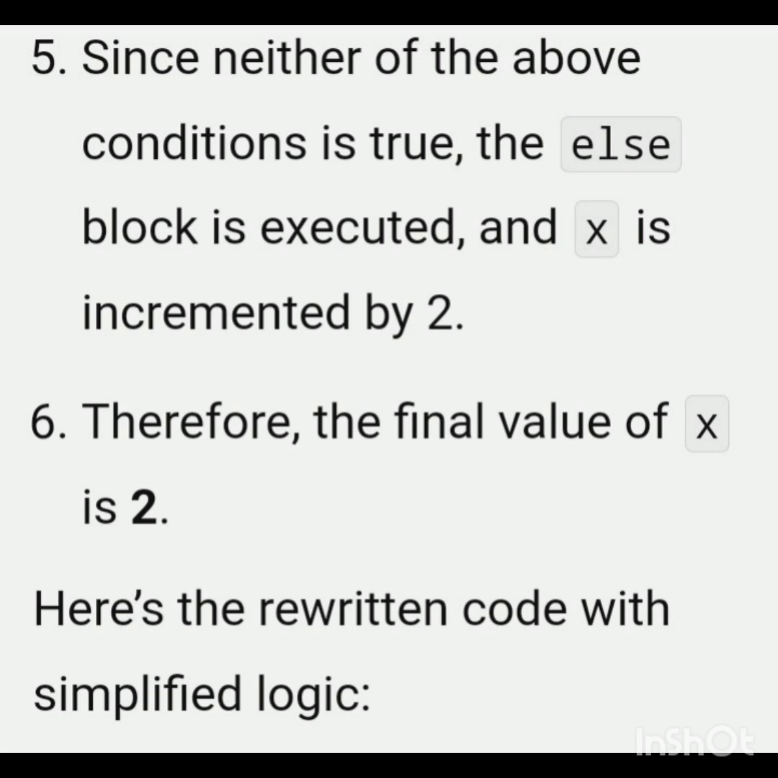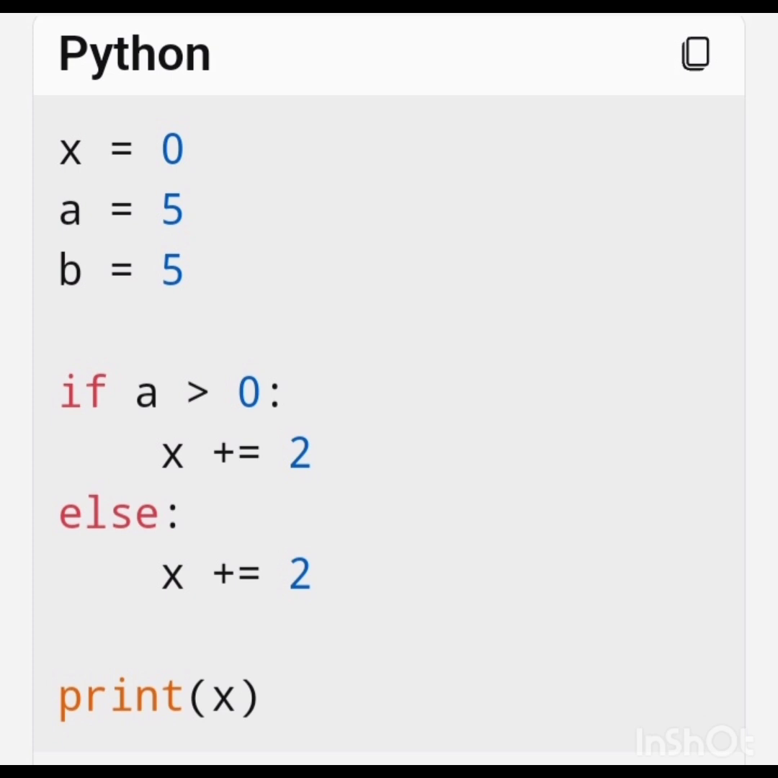So then the else if condition checks if a is greater than 5, which is also false, because we have a equal 5, b equal 5, and x is 0, since a is equal to 5 here. Since neither of the above conditions is true, the else block is executed, and x is incremented by 2. So that means we exit these things and we go to the else, x incremented by 2. Therefore, the final value of x is 2.